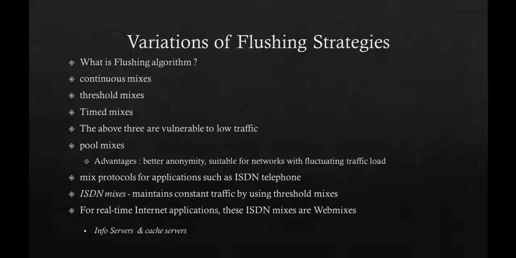For real-time internet applications, these ISDN mixers are used as web mixers. That is, it uses several mix cascades instead of two. These mixers transform the message cryptographically and reshuffle the order before flushing. Info servers maintain mix cascade information where the user can select the mix cascade. Cache server has a copy of replies saved so that the web replies are sent back to the same route.